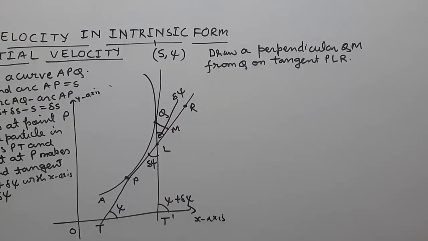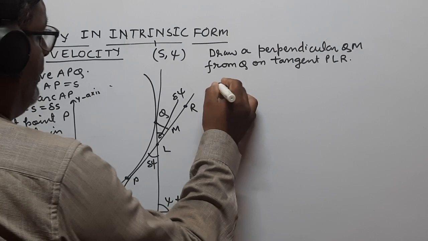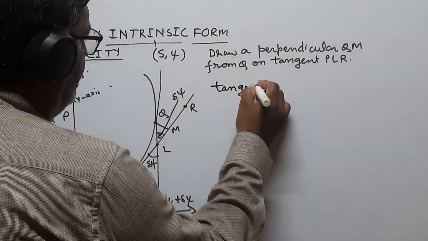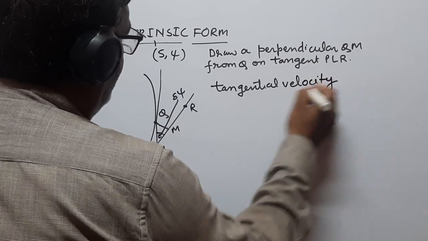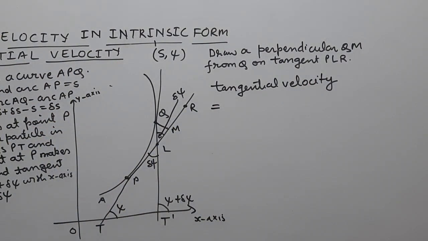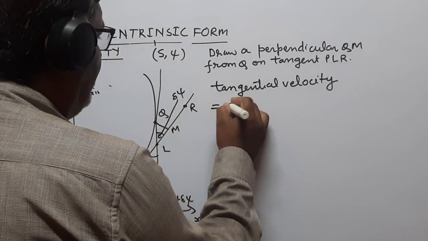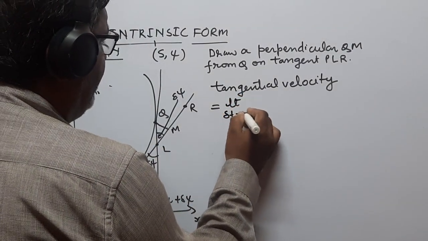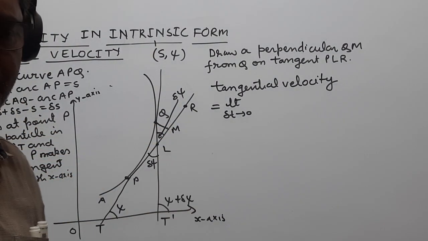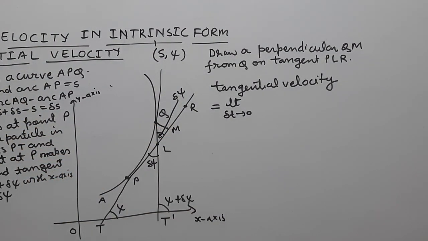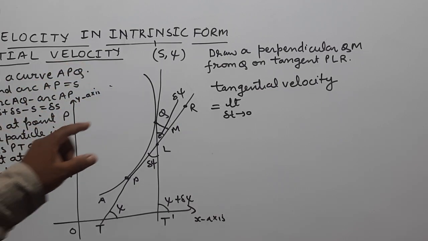Now we find the tangential velocity. We know that velocity is the rate of change of displacement. So the tangential velocity can be written as the limit as del t tends to 0 of the displacement along the tangent in time del t.